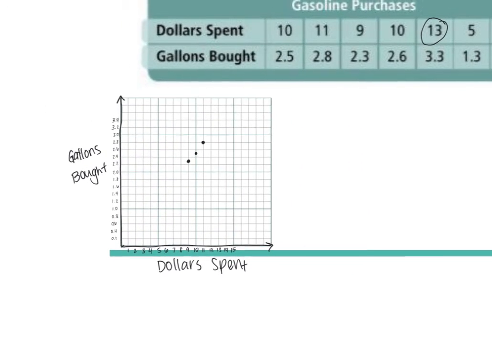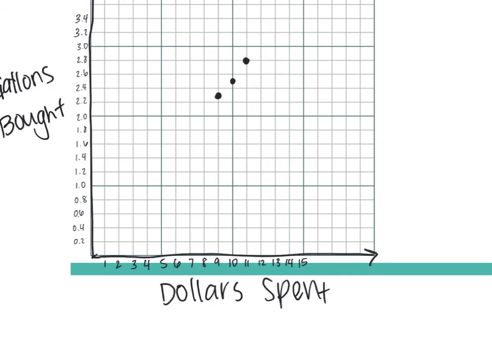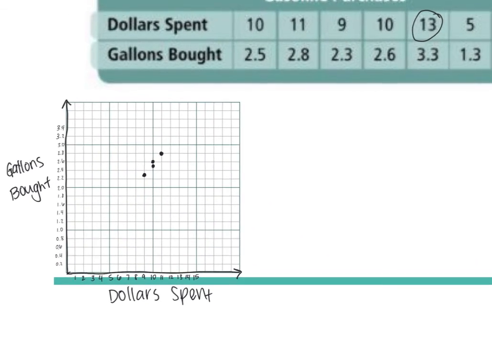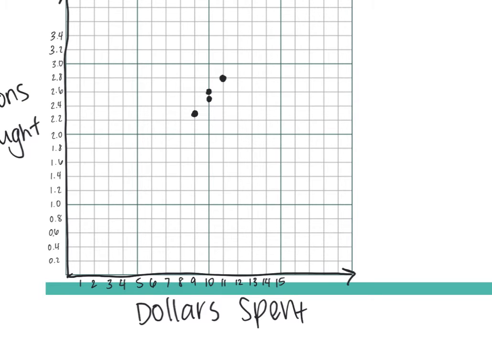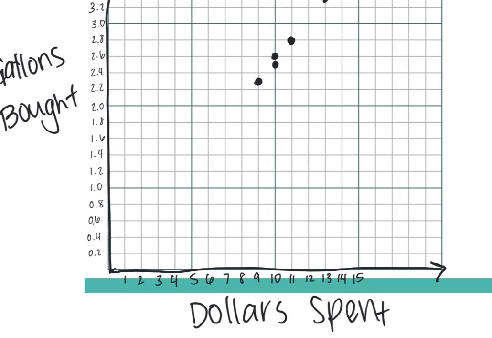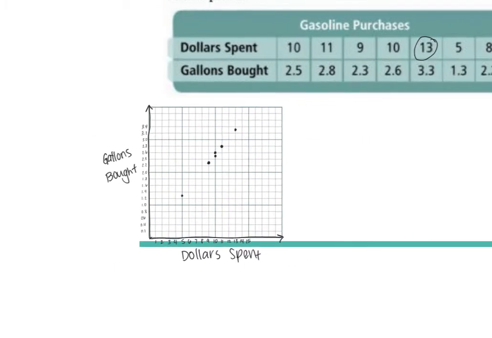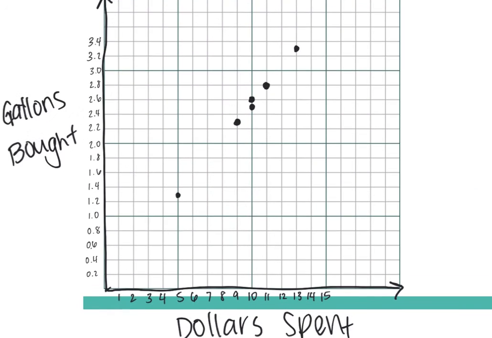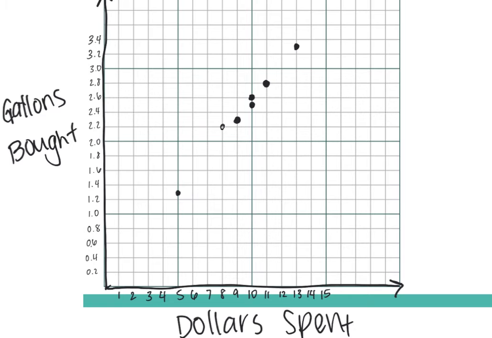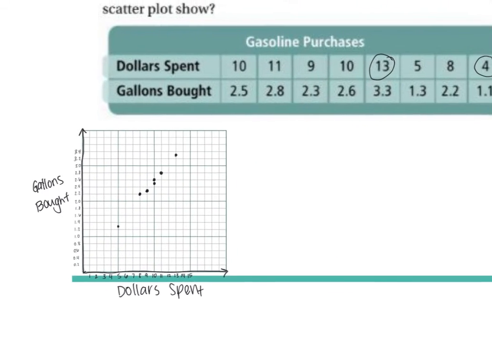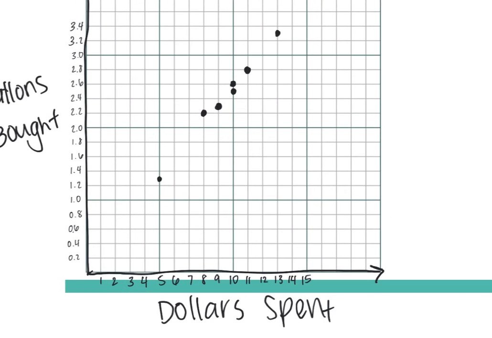Next one, we've got 10 and 2.6. It's another point right on top of the other one. We've got 13 and 3.3. We've got 5 and 1.3. So let's go over to 5 and go up to 1.3. That's going to be between 1.2 and 1.4. And then 8 and 2.2. And our last one is 4 and 1.1. So let's find 4 in dollars spent and go up to 1.1. That'll be between 1.0 and 1.2.